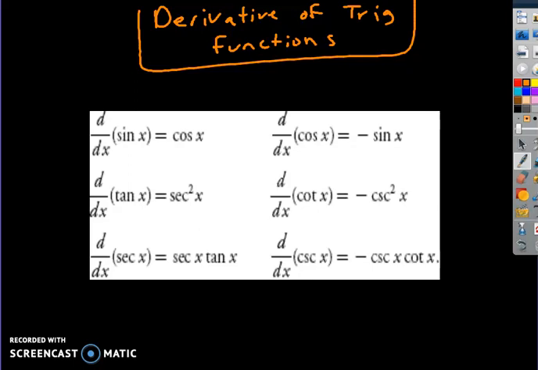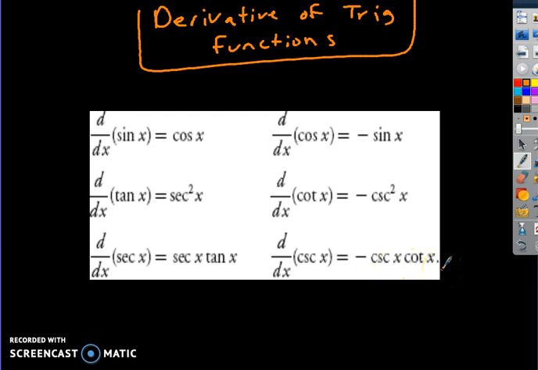Alright, so this video is about derivatives of trig functions. These are the 6 trig functions we're considering. Derivative of sine of x equals cosine of x. Derivative of tan of x equals secant squared of x. Derivative of secant of x equals secant x tan x. Derivative of cosine of x is negative sine x. Derivative of cotan of x is negative cosecant of x squared. And derivative of cosecant of x is negative cosecant x times cotan of x.